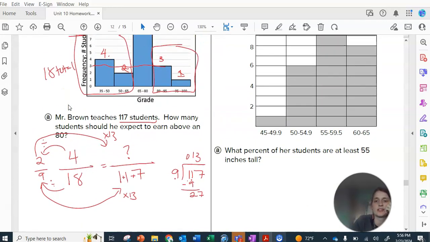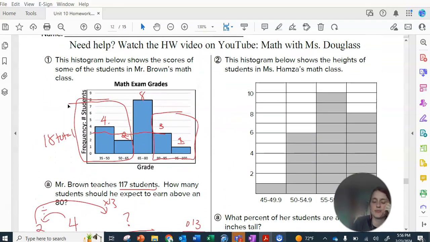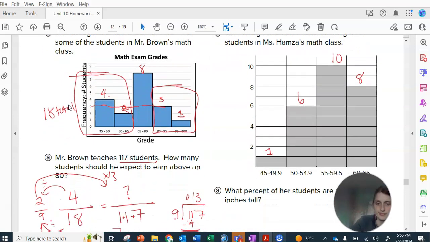Is there part C? Nope. Next one, we've got a histogram. I'm not even reading. I'm just immediately going to start labeling. Okay. This histogram below shows the heights of students. Okay, cool. Heights. All right.